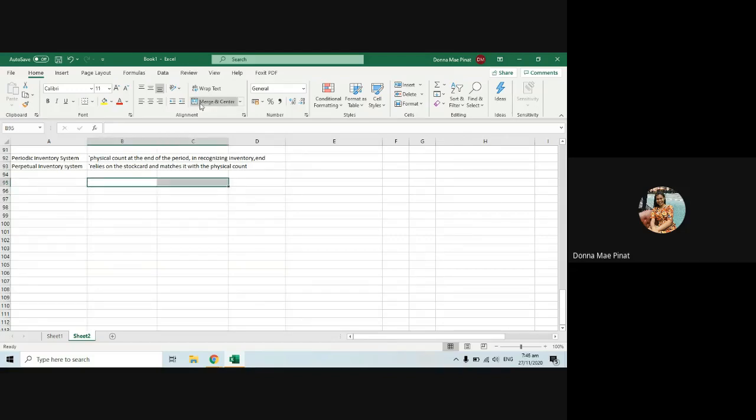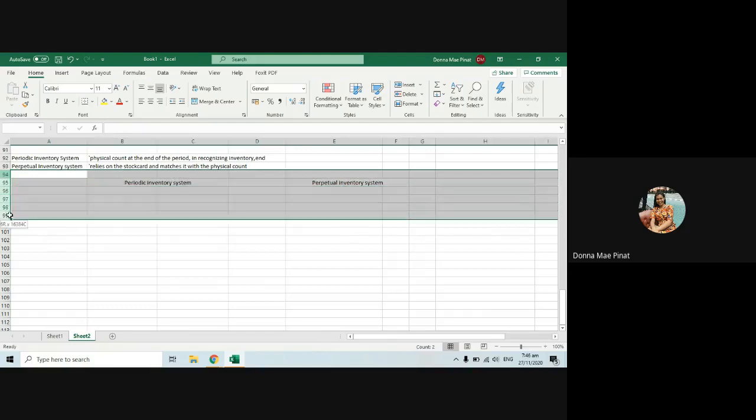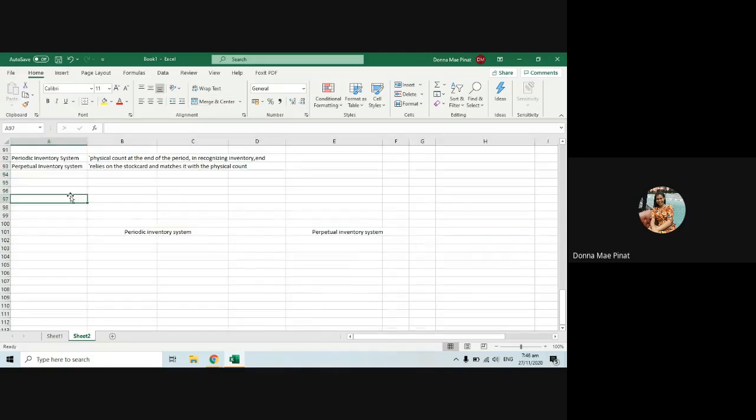Hatag sample problem. So this one is periodic inventory system. And we also have here perpetual inventory system. Okay. Wala pa man dito problem. Sige lang. So, to illustrate, we have here, example, first transaction, purchase. Amo na itong problem ha.